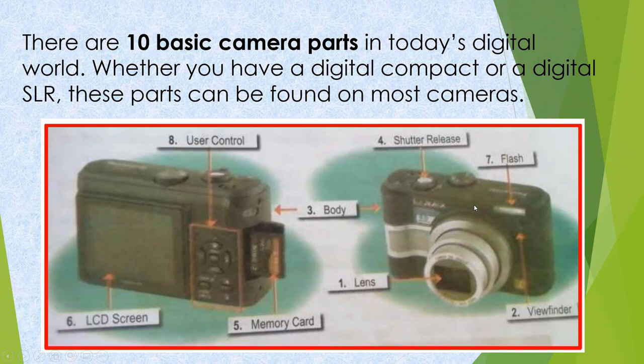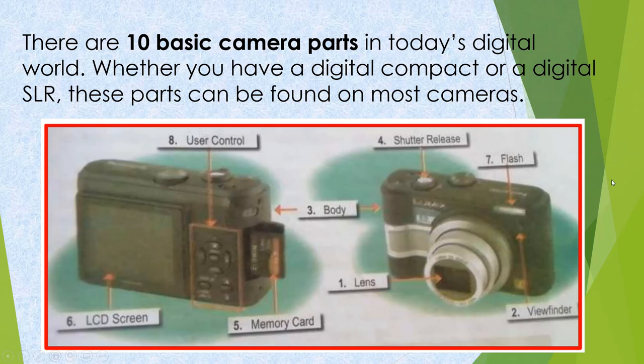So there are 10 basic camera parts in today's digital world. Whether you have a digital compact or a digital SLR, these parts can be found on most cameras. In number 1, we have the lens. Number 2, the viewfinder. Number 3, the body of the camera. Number 4, the shutter release, which you can press to take a photo. In number 5, we have the memory card. In number 6, the LCD screen. Number 7, the flash, and number 8, the user controls.